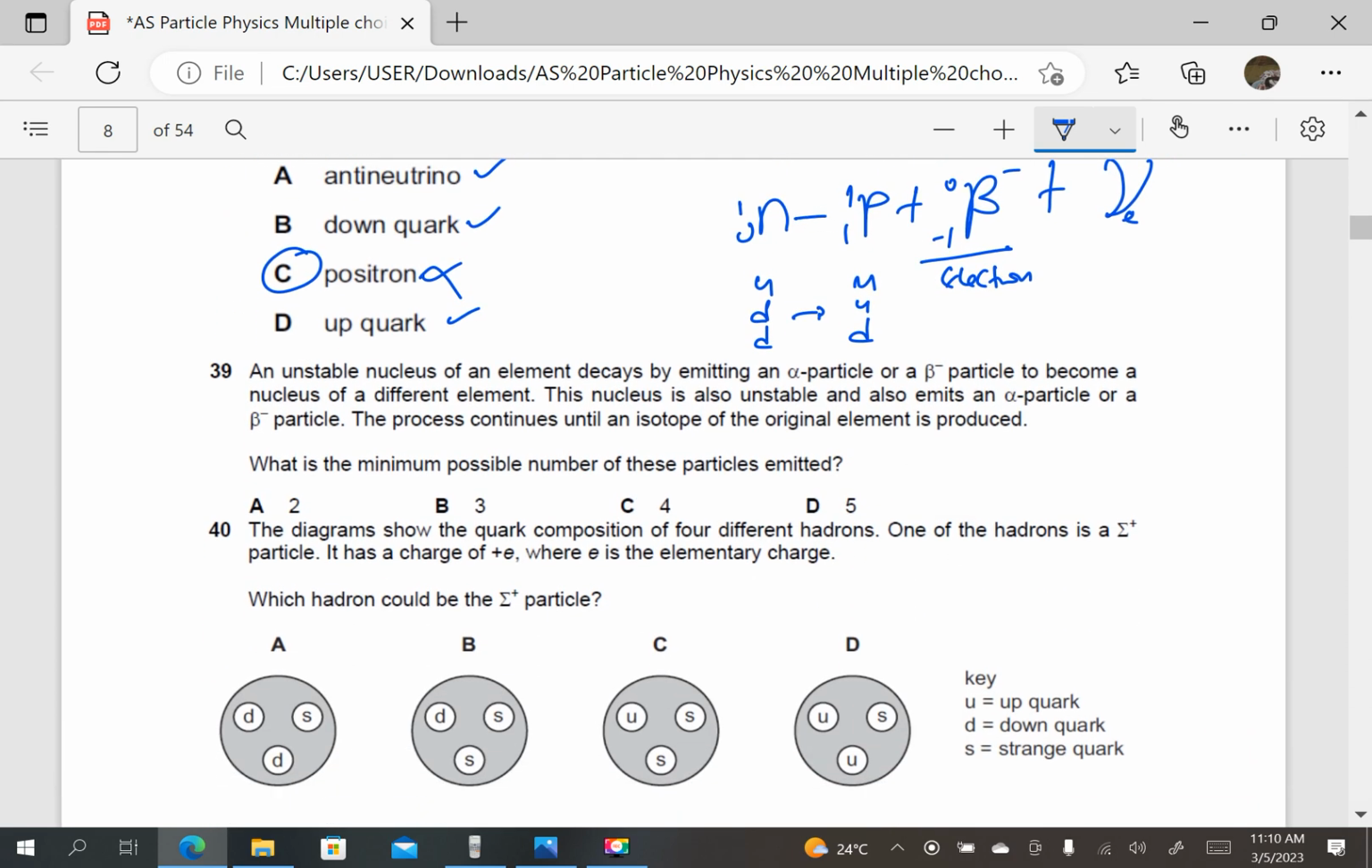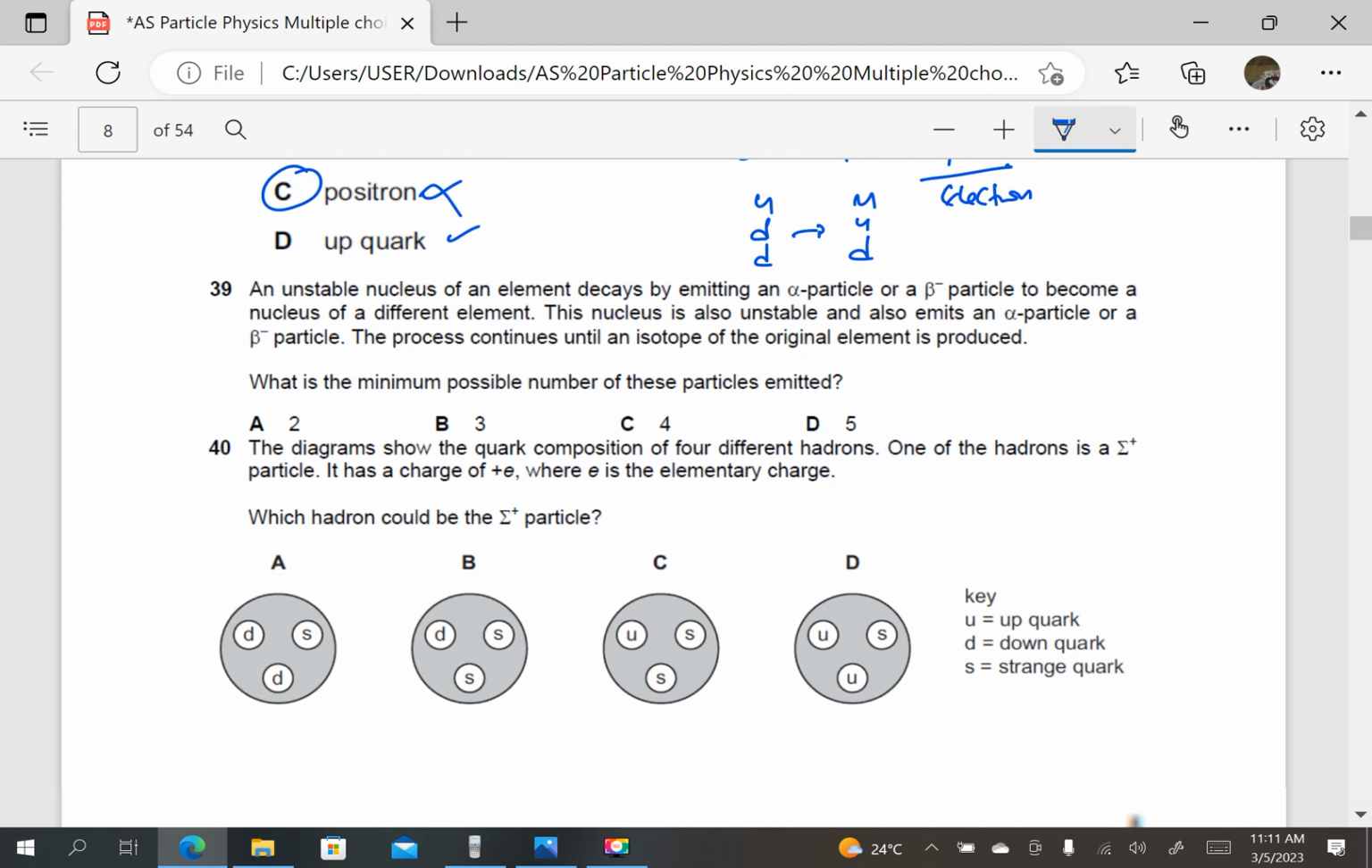An unstable nucleus of an element decays by emitting an alpha particle or a beta minus particle to become a nucleus of a different element. This nucleus is also unstable and also emits an alpha particle or a beta particle. The process continues until an isotope of the original element is produced. What is the minimum possible number of these particles emitted?